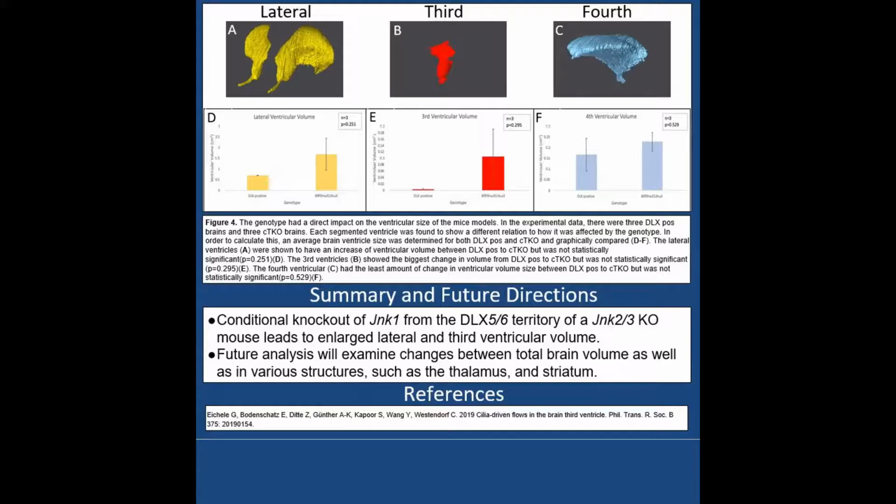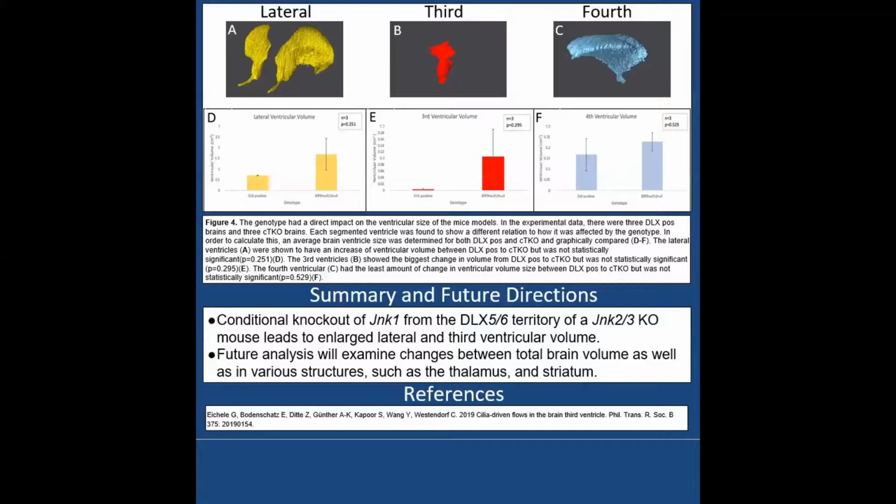The third ventricle's volume differed the most from the control counterpart. It was shown to have the greatest increase in the volume between genotypes. Finally, the fourth ventricle showed the least change between genotypes, although it did continue to go with the trend, and it showed higher volume in the conditional triple knockout. It should be noted that none of this data was shown to be statistically significant. However, this is more than likely due to the small sample that was used in this experiment.